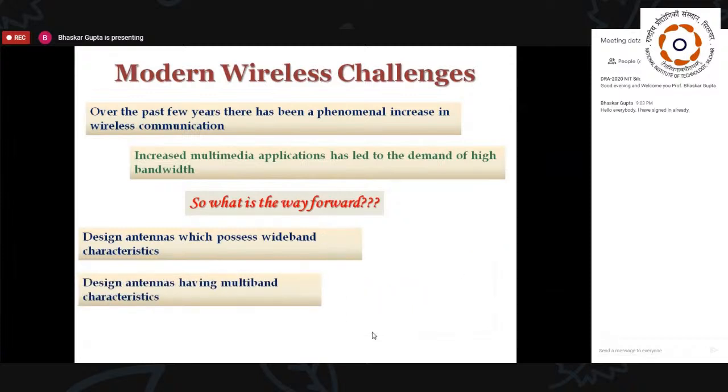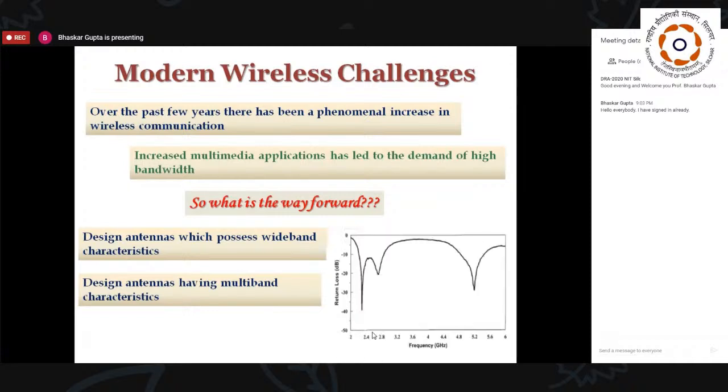Otherwise, we can also design an antenna having multi-band characteristics. As much as I have heard of the last lecture, towards the end, there were also discussions about multi-band antennas, that type of multi-band DRA. See, this is a typical reflection coefficient or return loss versus frequency plot for one such antenna.